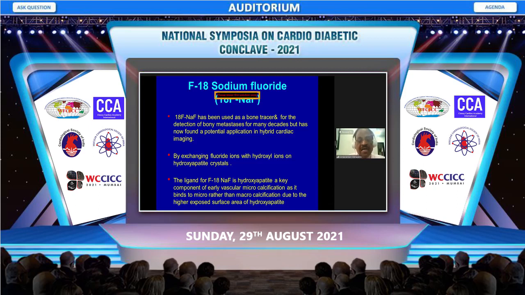18F sodium fluoride has been used as a bone tracer, which I have already told you, detecting bone metastasis for many decades, but it has now found potential application in hybrid cardiac imaging. It acts by exchanging fluoride ions with hydroxyl ions in the hydroxyapatite crystal. Hydroxyapatite is a key component in early vascular microcalcification. It binds to the microcalcified area and shows as a hotspot.